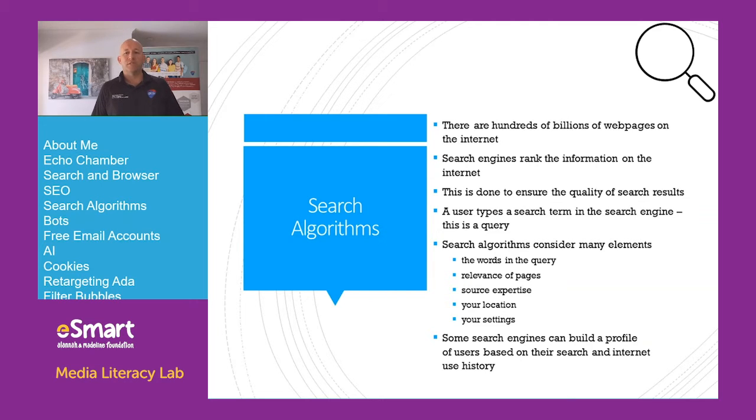Search algorithms consider many elements: the words in the query, the relevance of the pages, source expertise, your location, and your settings. Now, it looks at your location because it wants to find results, in some cases, that are local to where you live. Some search engines can build a profile of users based on their search and internet use history.